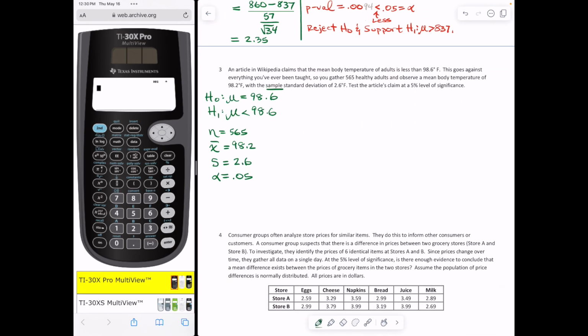Okay, so I think I can squeeze it in down here. So our test stat is x bar minus mu over s divided by the square root of n. So the x bar, 98.2, minus the mean, which we're assuming is 98.6, over the sample standard deviation of 2.6, over the square root of n. That would be the square root of 565.